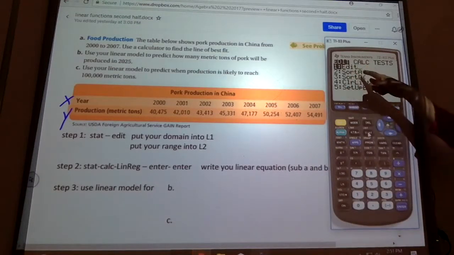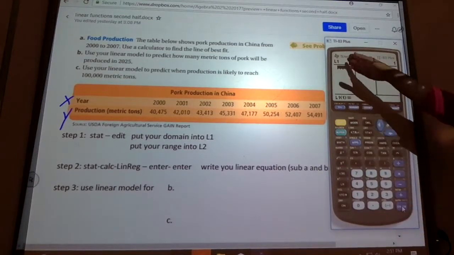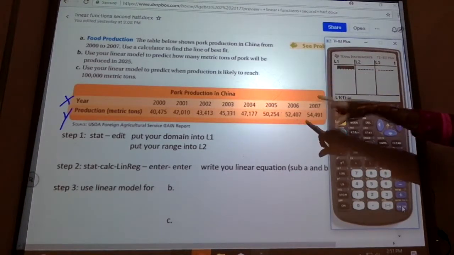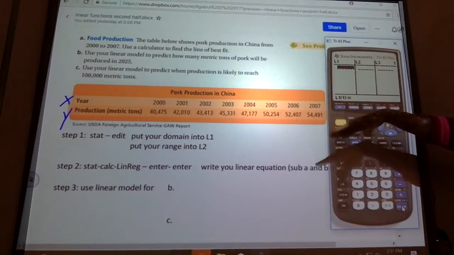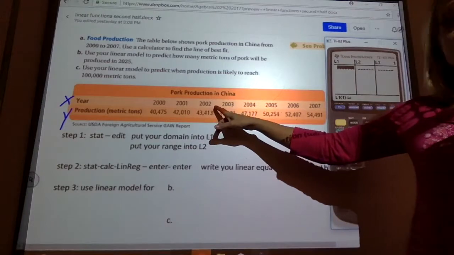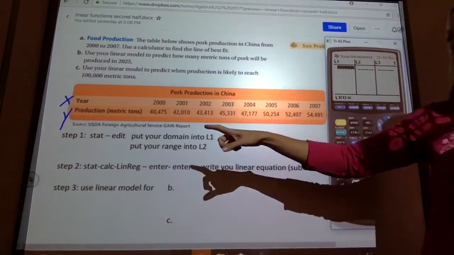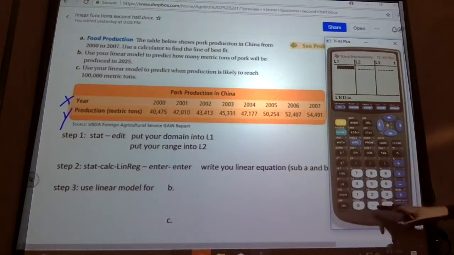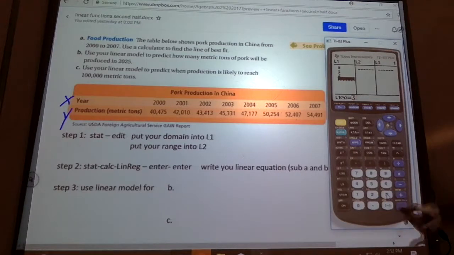and then you're going to push enter on edit, and you have these lists. In list 1, you're going to put the years. List 2, you're going to put the production. Now, to make it easier, you could put in the years 2000, 2001, 2002, and so on, but easier would be 0, 1, 2, 3, 4. Okay, so you pick which one you want to do. I'm going to do 0, 1, 2, 3, 4, 5, 6, 7.